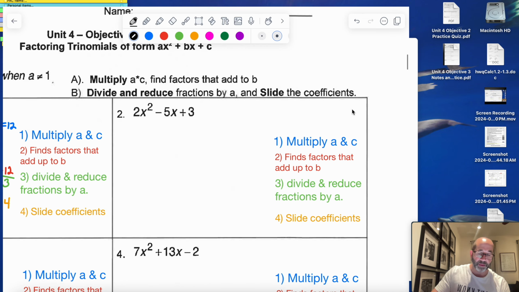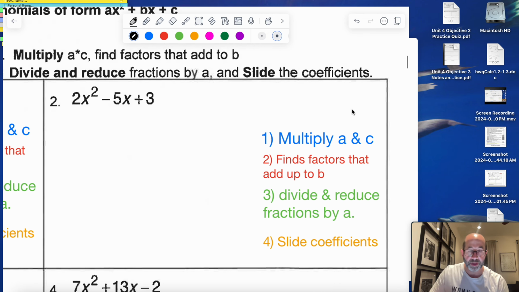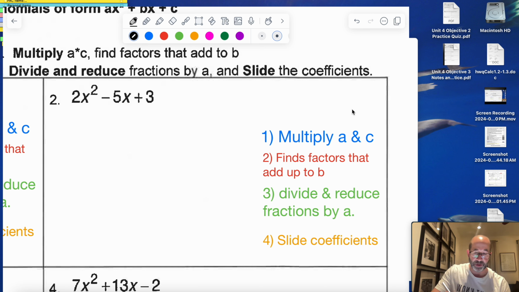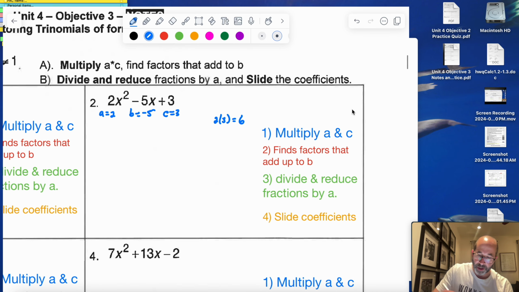And you just go ahead and pause it, go back, watch at your own speed, but now I'm just going to do these full speed ahead. Okay, feel free to pause it as needed. So the a value in this is 2, the b value in this is negative 5, the c value in this is 3. A times c is 2 times 3, which equals 6. The factors of 6 are 1 and 6, 2 and 3.